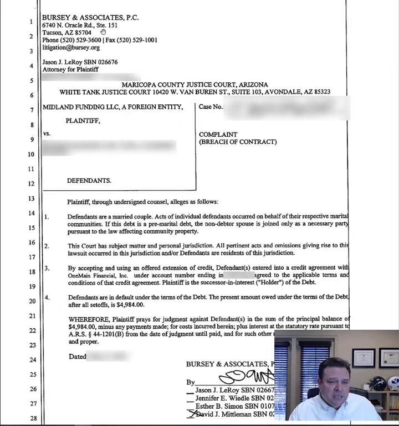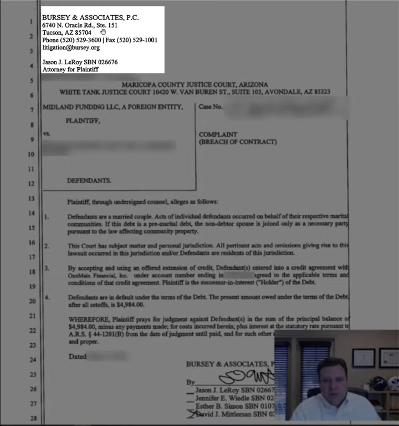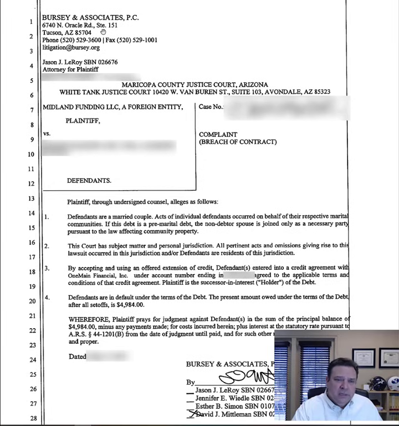So, for instance, in this case, Midland Funding, we can see, is the plaintiff in the case. However, they're represented by this law firm called Bankruptcy Associates. This is a law firm that does collection lawsuits, and they represent creditors down in Tucson, Arizona. So the reason why this is important is because, 1, now you know who is representing the plaintiff, and 2, you also know who you need to provide copies of anything that you file with the court need to be sent to that lawyer's office.